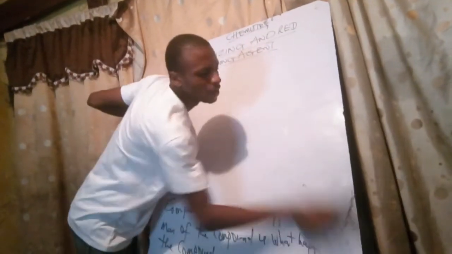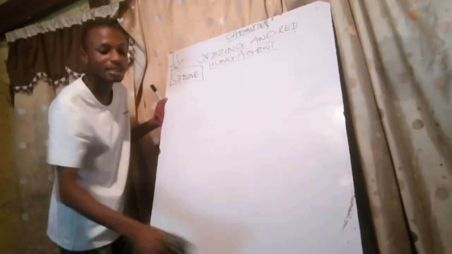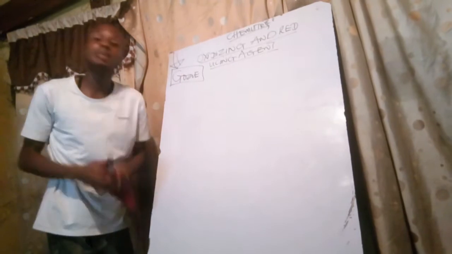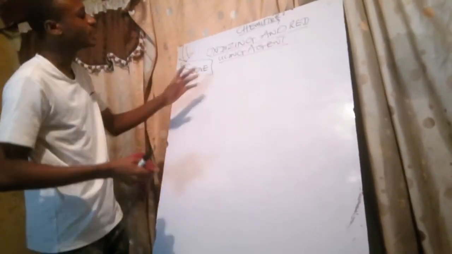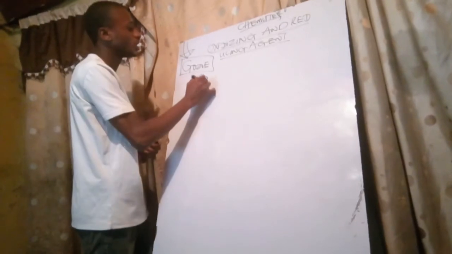So we want to find the man of the compound. In every compound, who is the man? There are many elements in the compound, more than one. Which of these elements is going to be the man of the compound? There is a rule that will guide us.